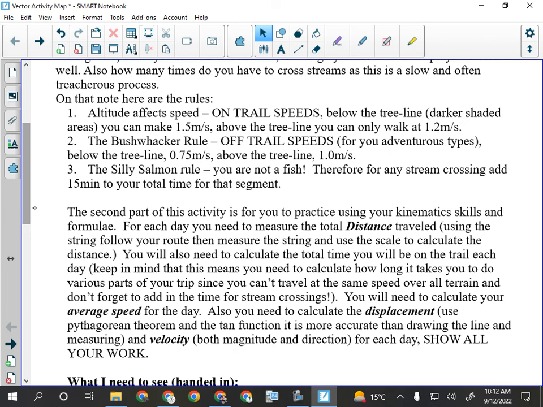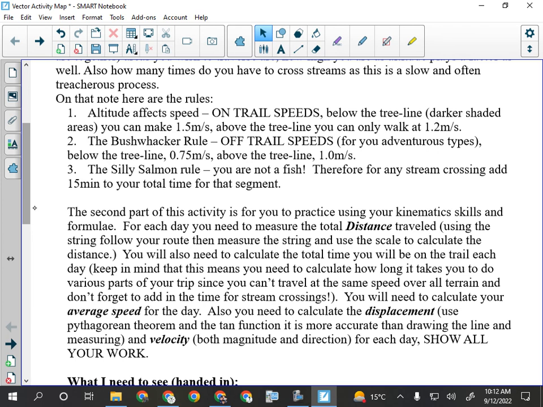And the third rule is the silly salmon rule. You are not a fish, therefore any stream crossing not on a trail adds 15 minutes to your total time. Because you don't just walk through a river. You don't just say, oh well, here I am, and walk through it. You don't want to have wet socks for the day. You don't want to get washed away. So you have to find a good spot to cross. You have to pick your way across carefully. Maybe you have to seal up your pack so your gear doesn't get wet. All that stuff takes time. It's 15 minutes added to your total time for the day to cross a stream. So you don't want to be crossing streams willy-nilly all the time. Everyone with me on that?